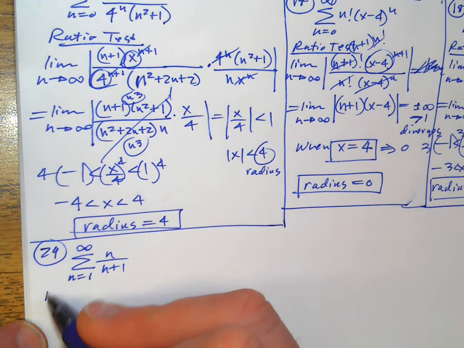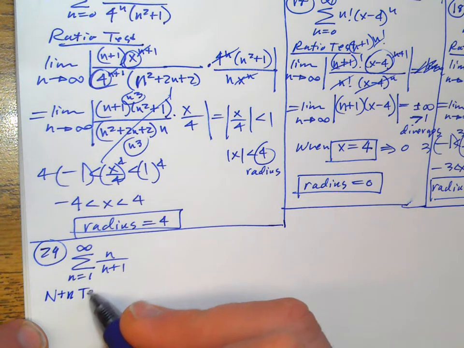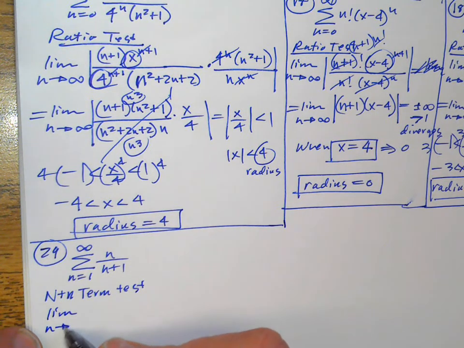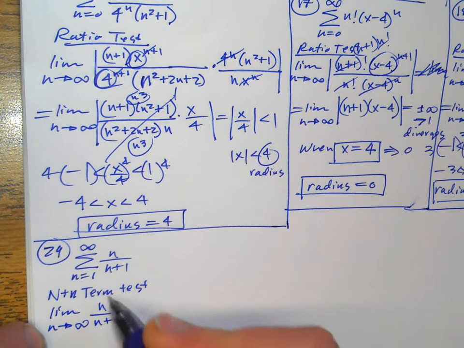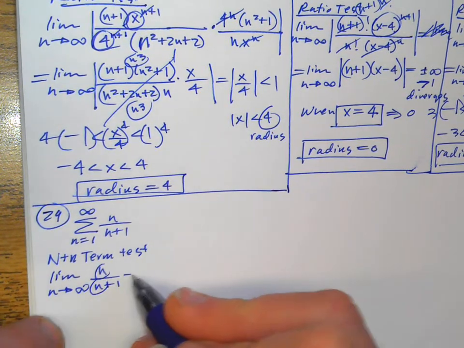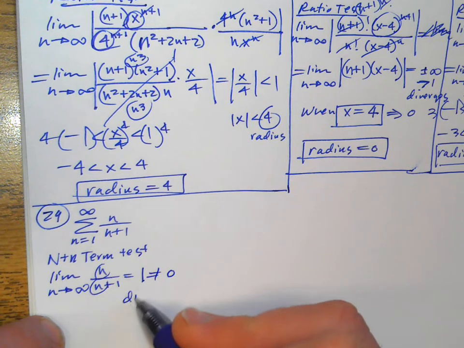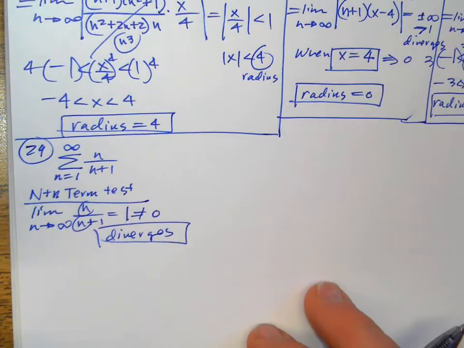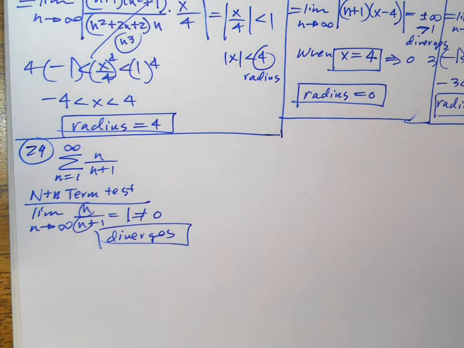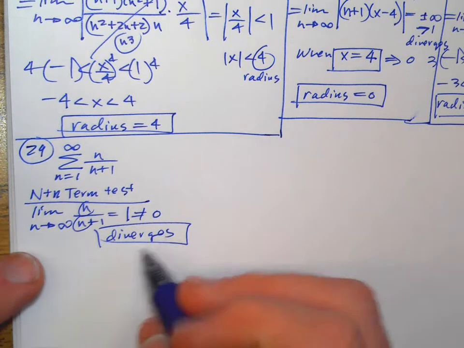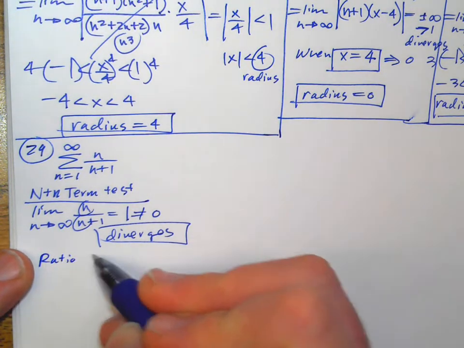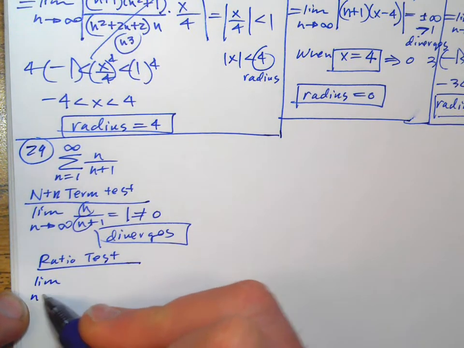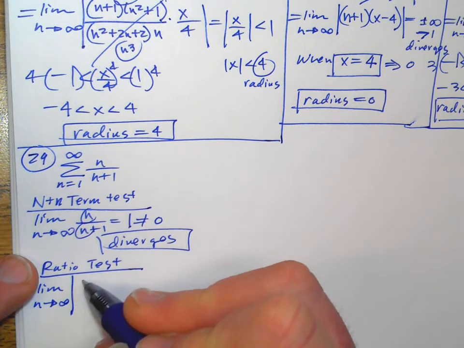So the first thing I'm going to try is the nth term test. That's the limit as n goes to infinity of n over n plus 1, which gives you infinity over infinity. Dominant terms, L'Hopital's rule. You're going to get 1, which doesn't equal 0, which means it diverges by the nth term test, which is the reason you always do it, because if it diverges by the nth term test, it's the easiest way to go. But let's go and try the ratio test too and see if it agrees, or if it might even be inconclusive or something. Sometimes that happens.